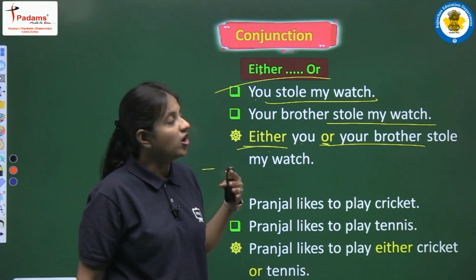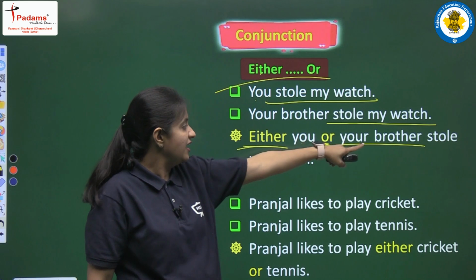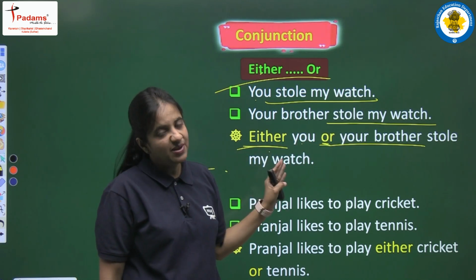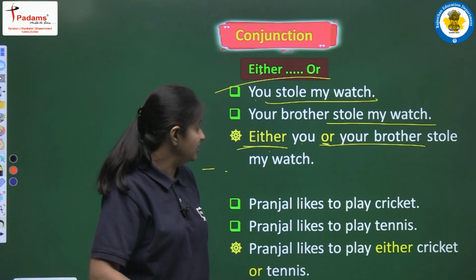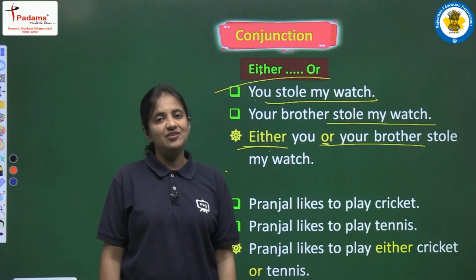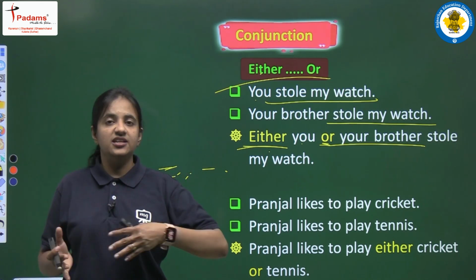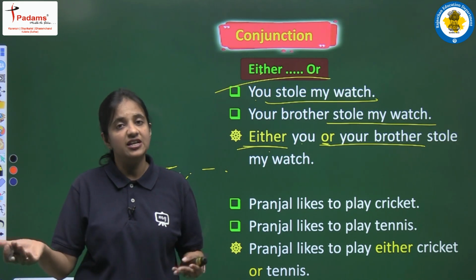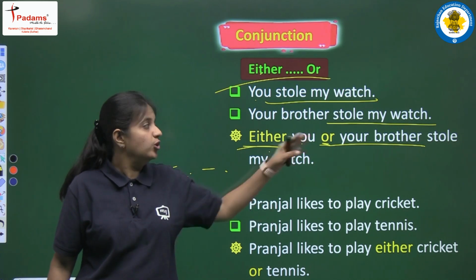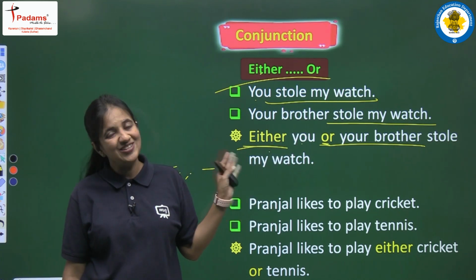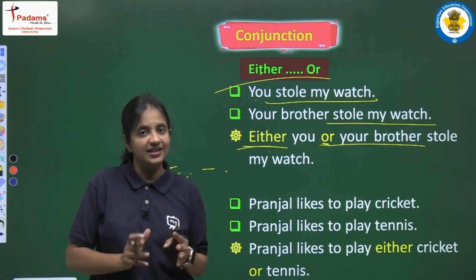Alright, and now we all know that the common part will be there only one time. So we are writing stole my watch. In this manner the complete sentence will be either you or your brother stole my watch. So yes, when we are using either or, it means we are talking about two options, right? Because either or means we are having two options, and we are saying that either you or your brother, what did they do? They stole my watch. So in this manner we can use either or in a sentence to combine two different sentences.